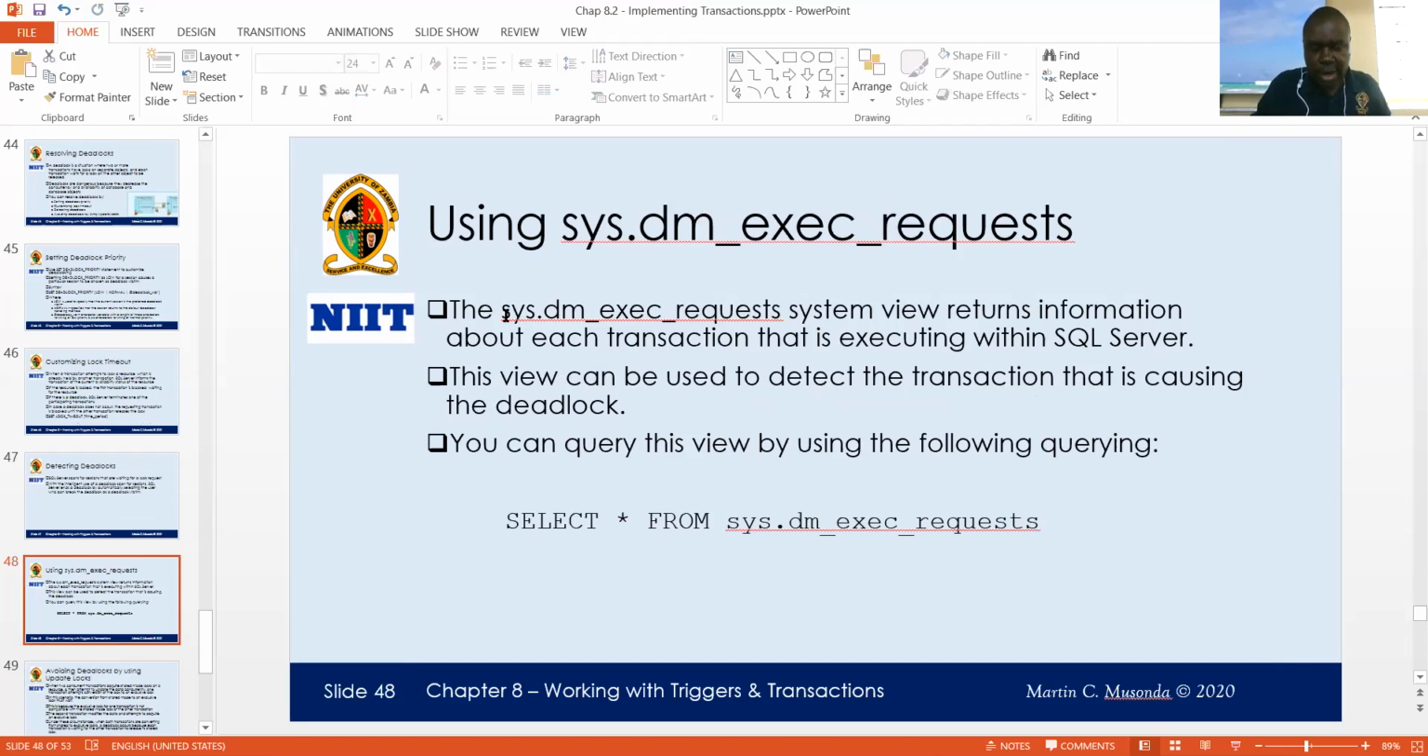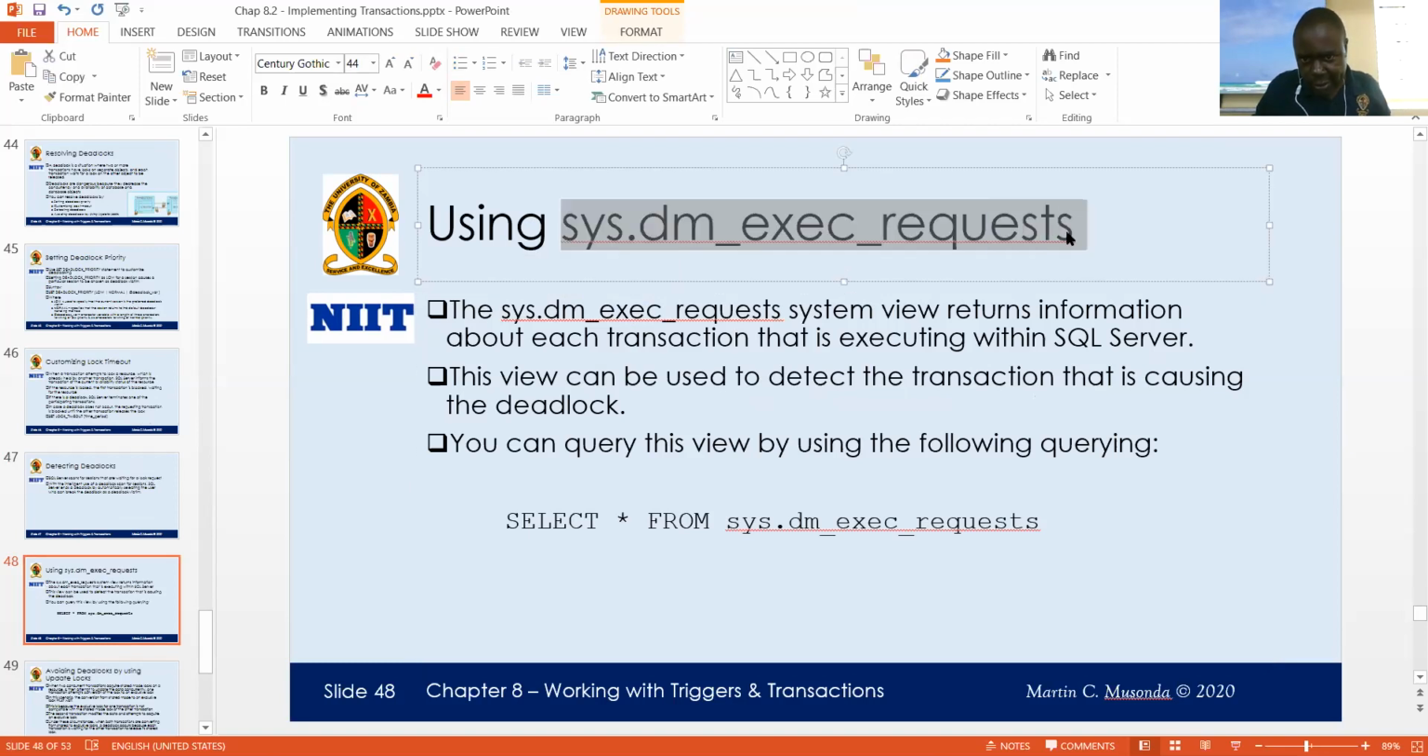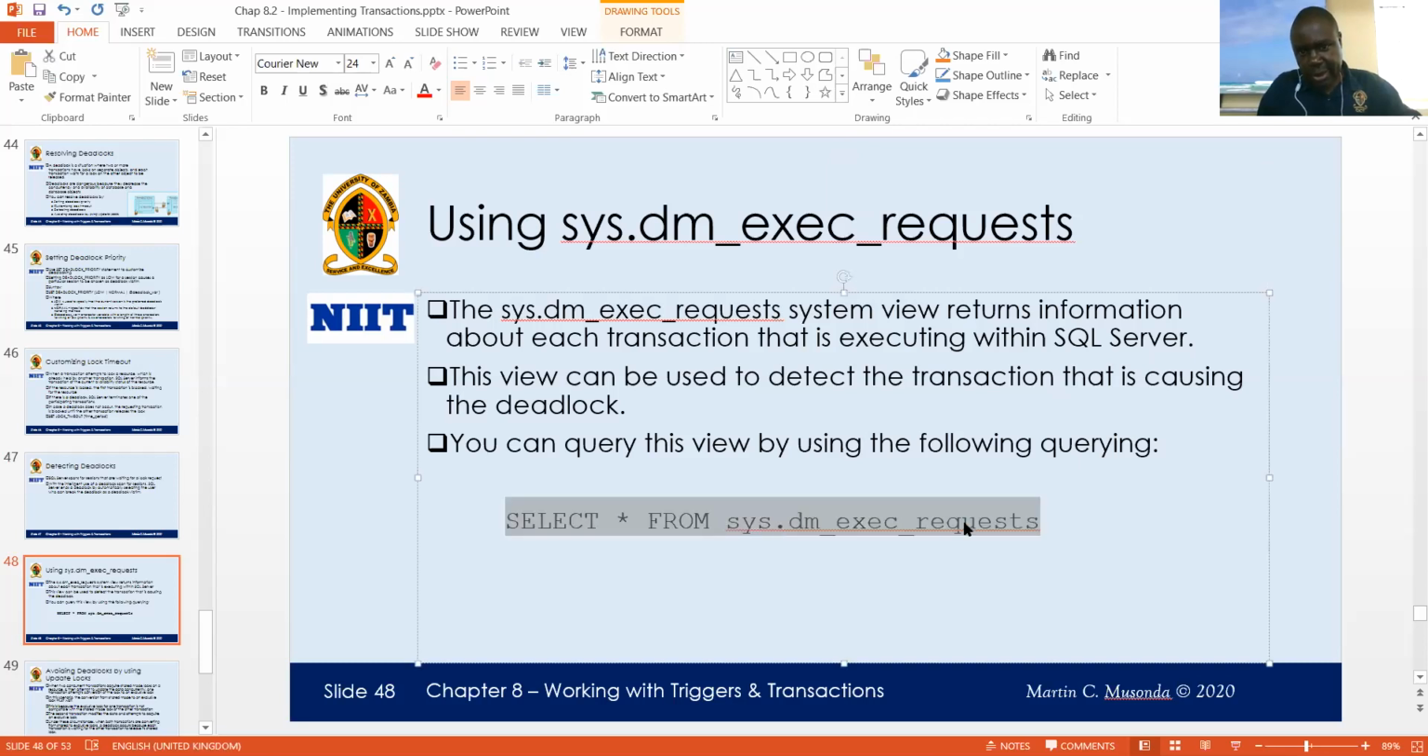The other way you can resolve deadlocks is to use, what is this? This is the system view. We looked at views. This is the view which is pre-created in SQL Server. And you can access it by running this statement, to see the status of the different transactions.